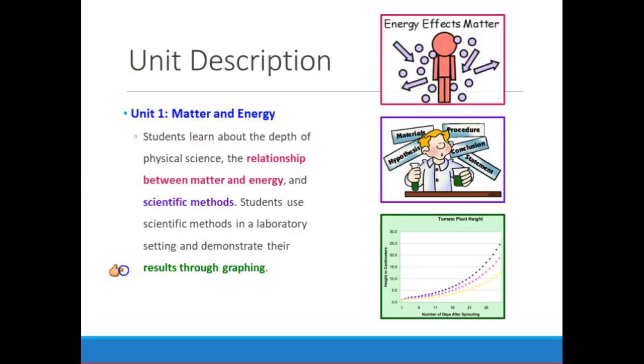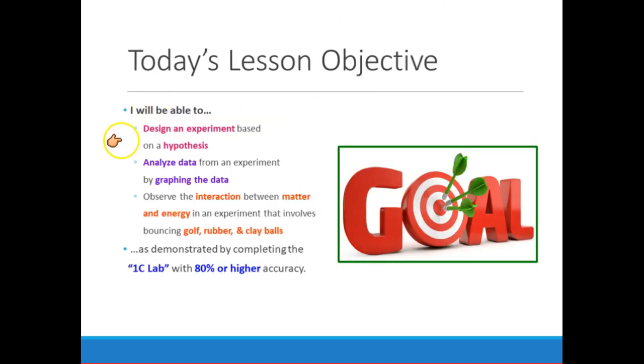All right, so today's unit, we are looking at Unit 1, Matter and Energy. We've talked about the scientific method. We talked about the relationship between matter and energy. So now we're going to actually do a lab and show what we know. So our purpose for today, we should be able to design an experiment based on a hypothesis.